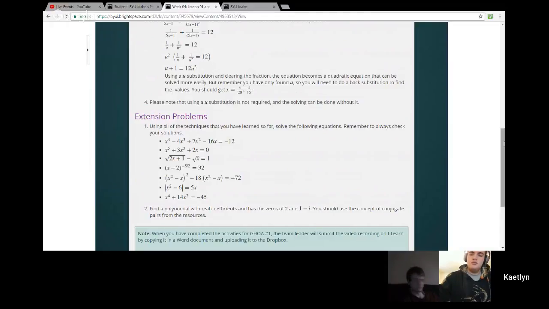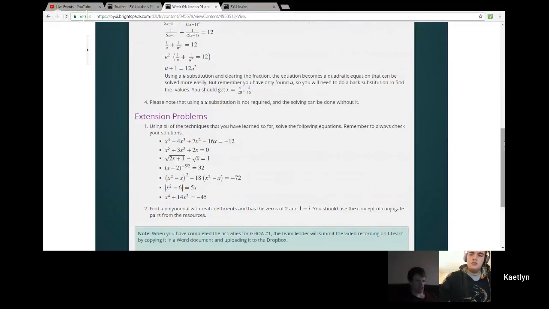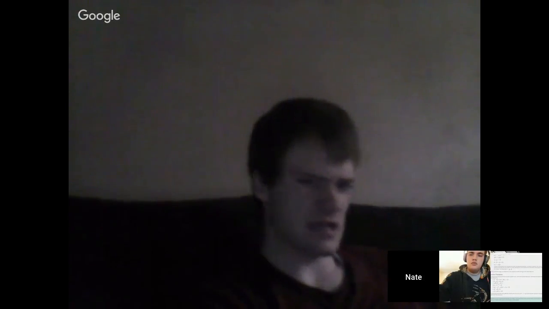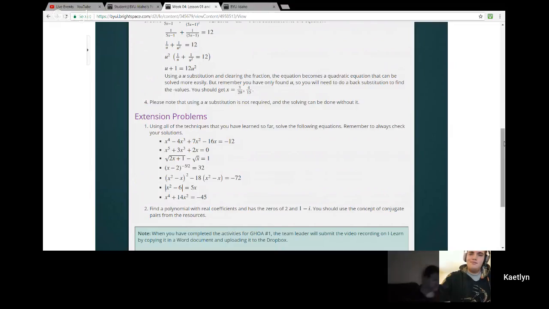Okay, part B. Oh, this looks disgusting. So we have x to the fifth plus 3x cubed plus 2x equals 0.